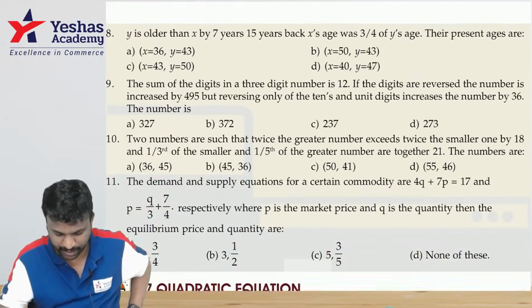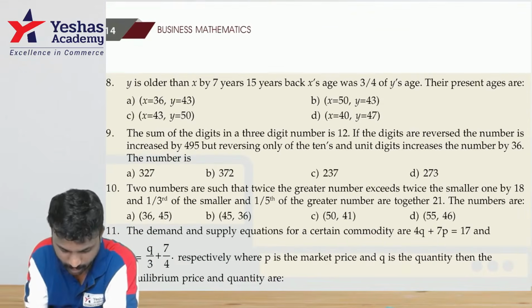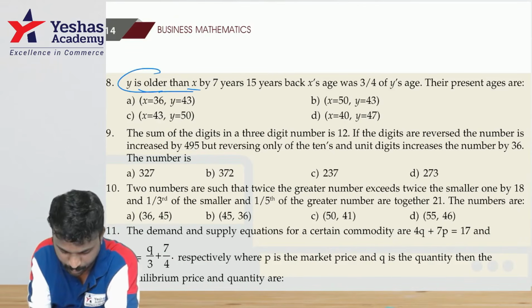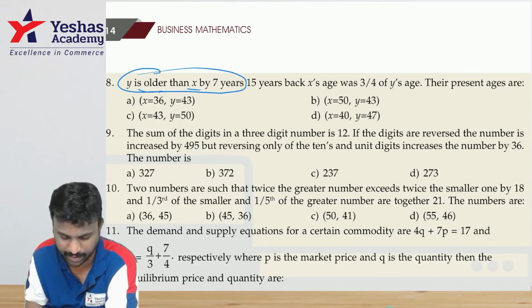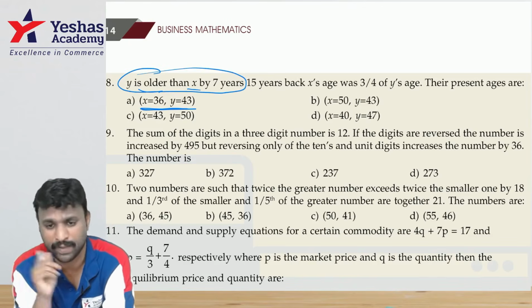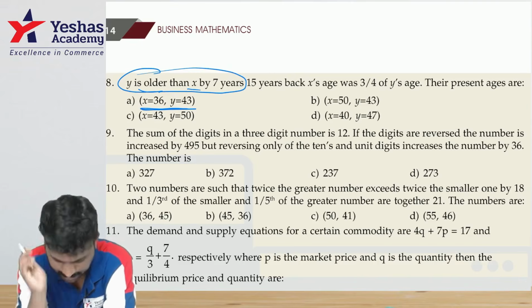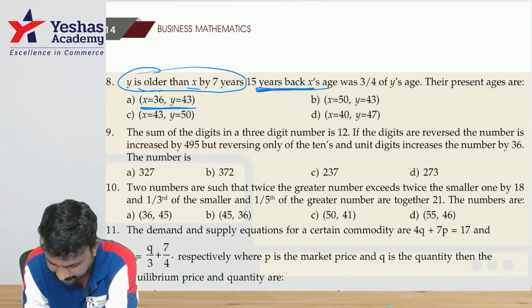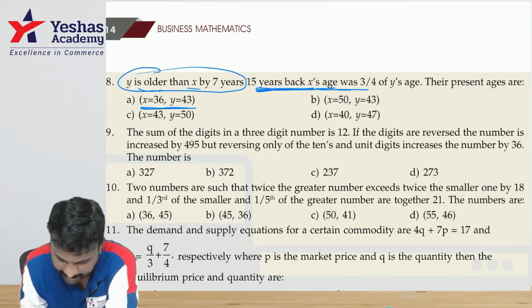Moving on to the next question, that is question number 8. Y is older than X by 7 years. Y is more than X by 7 years. Guys, in the first option, clearly Y is 7 more than X. That first condition is satisfied. 15 years back, X's age is 3/4 of Y's age.